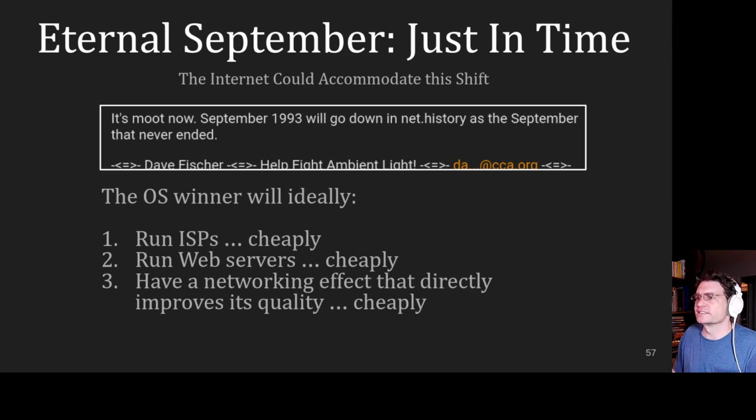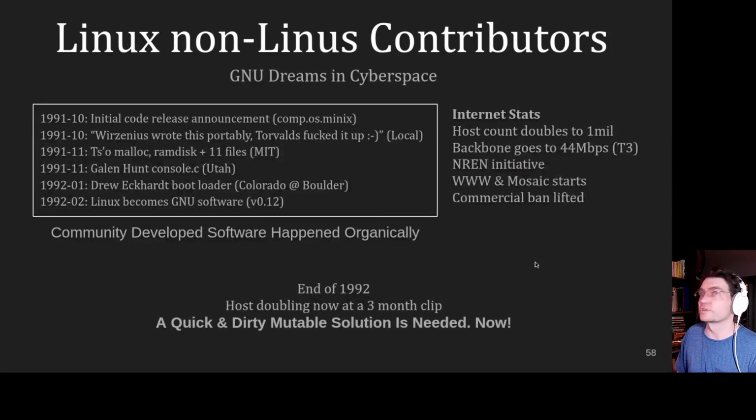The idea here is that in order to have a supporting growth of internet, you needed to have a way to run the ISPs to get people online cheaply. You needed a way to run the web server cheaply. And then you need to have a networking effect that directly improves its quality cheaply. And so all of these things together led to basically Linux being the best suit. And in order to bolster this as evidence, we are going to look at some of Linux's early non-Linux contributors.